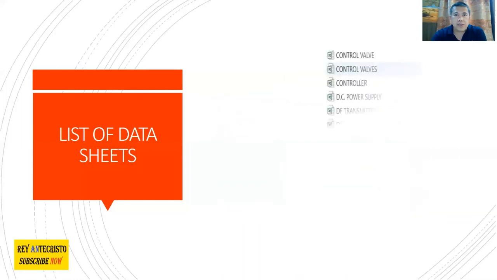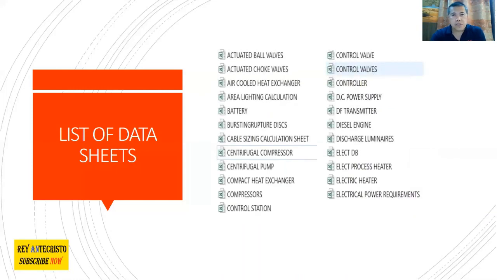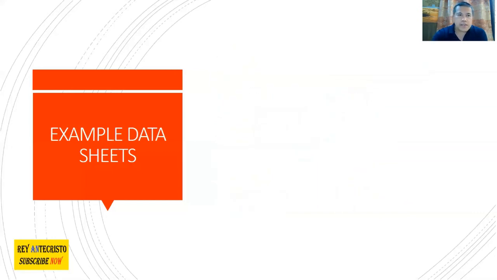So this is an LV motor, and then navigational aids, neutral earthing resistor, induction motor, that's all this. And then we have another, this is all the valves, air cooler, heat exchanger, cable sizing, compact heat exchanger, compressor, electrical DB. There's a lot of data sheets. All right, so that's it.